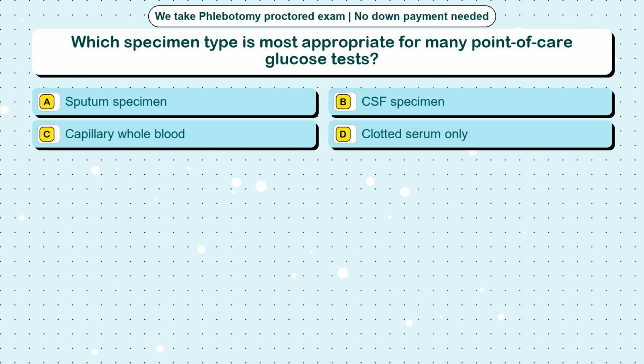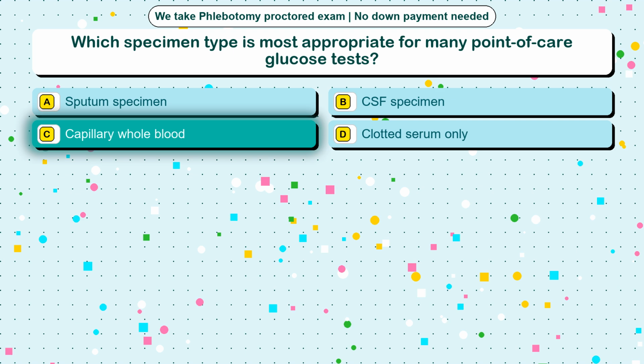Question 13. Which specimen type is most appropriate for many point-of-care glucose tests? Option A. Sputum specimen. Option B. CSF specimen. Option C. Capillary whole blood. Option D. Clotted serum only. The correct answer is option C.